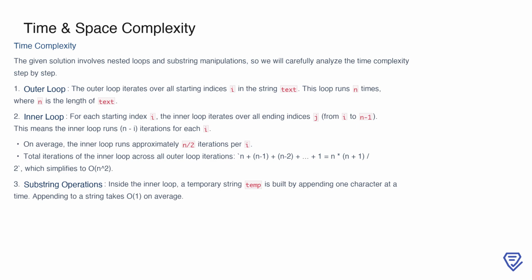Inside the inner loop, we construct a temporary string temp by appending one character at a time, which takes O(1) on average per append operation. These steps give us a foundational understanding of the computational cost involved in the solution so far.